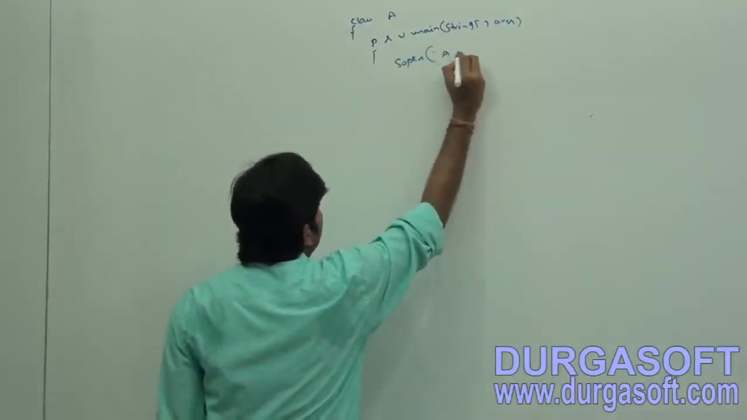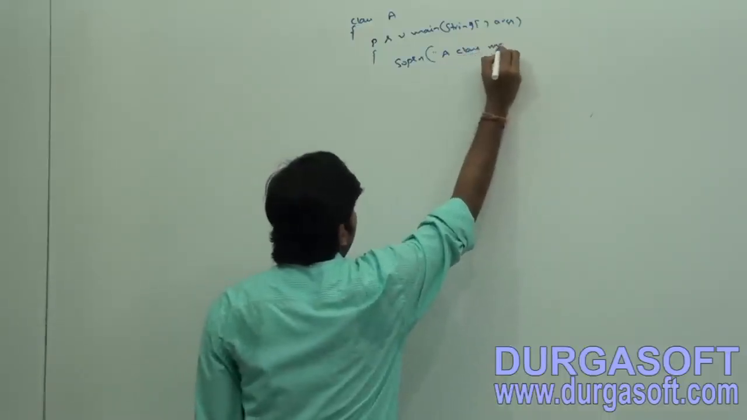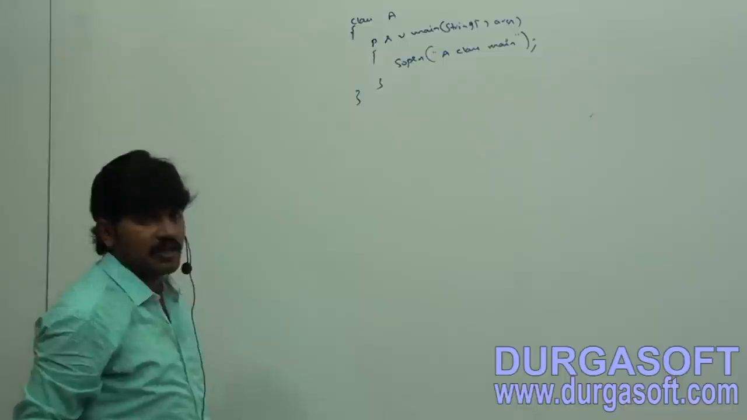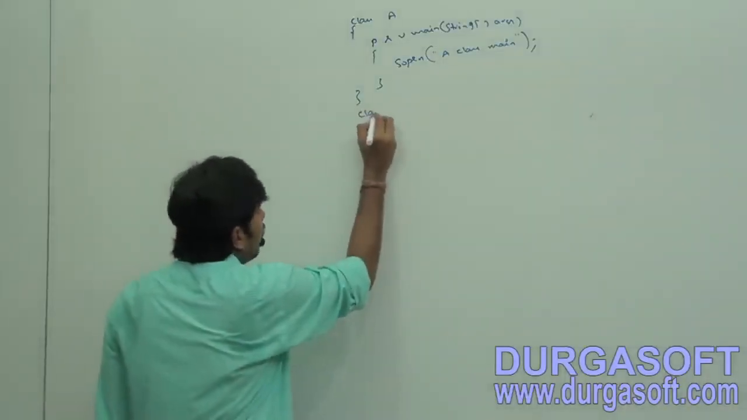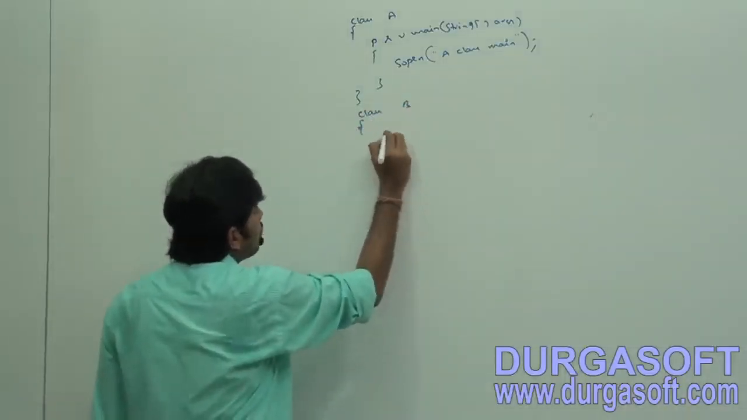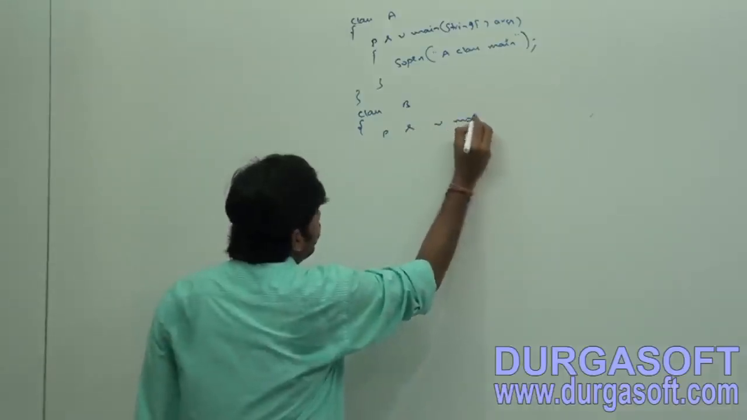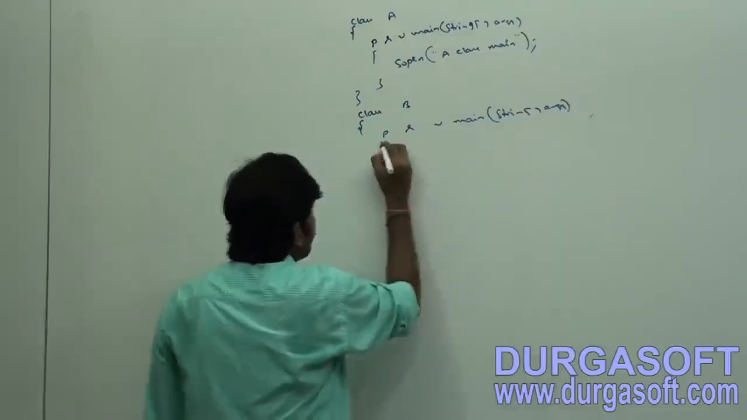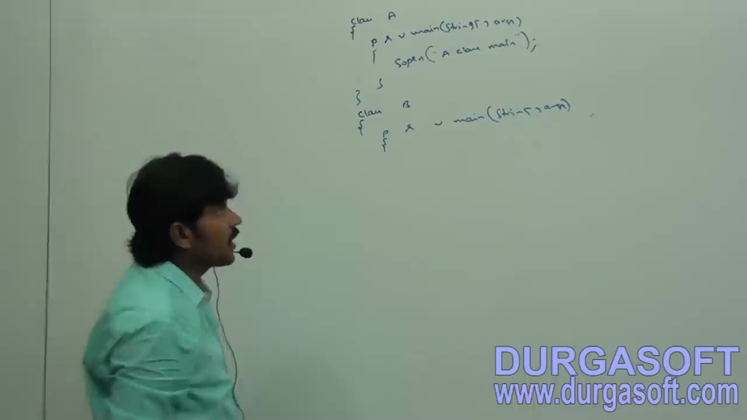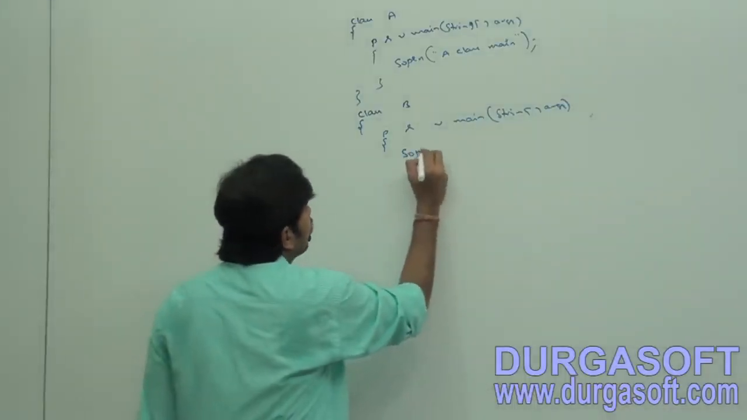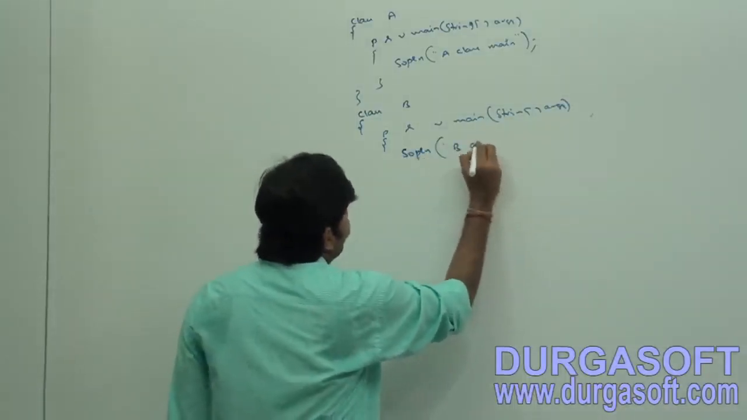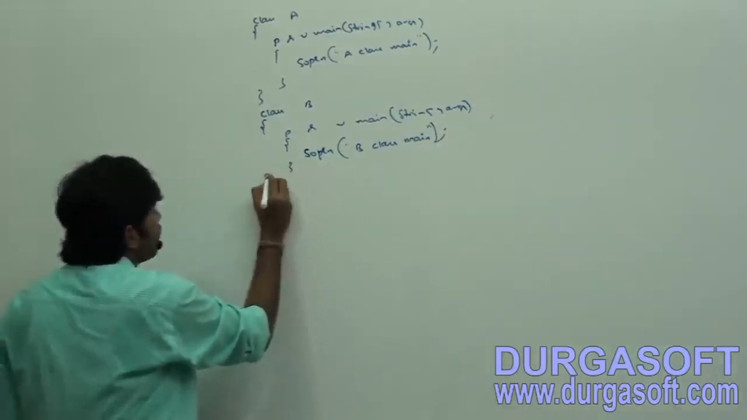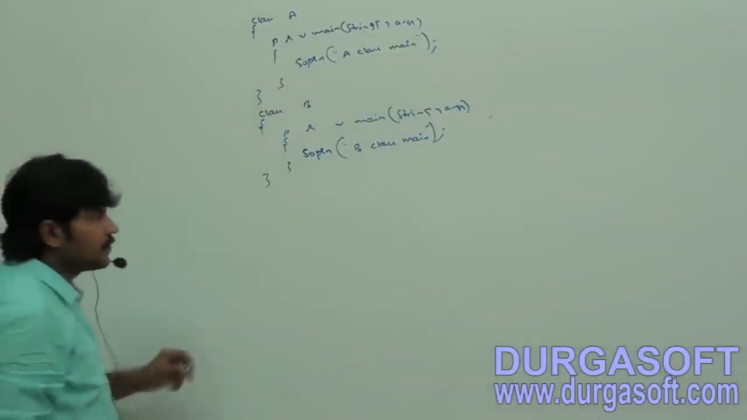System.out.println, A class main. Next, class B, public static void main(String[] args). System.out.println, B class main, an SOP of B class main. Class A, class B.